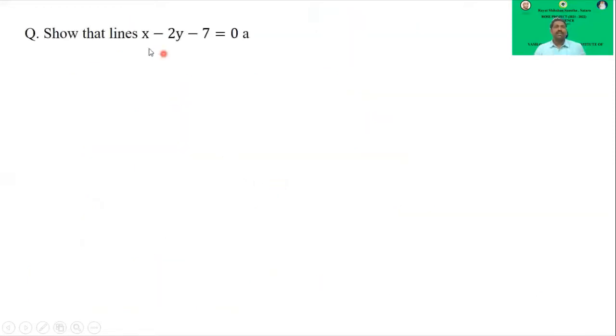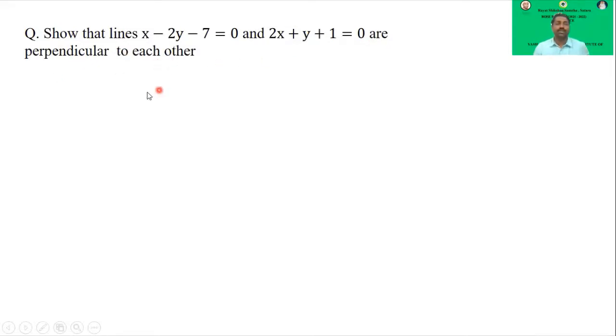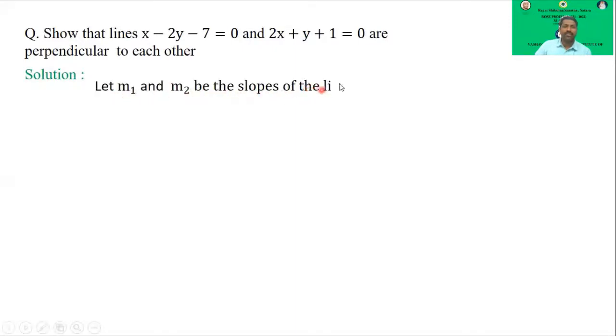Question: show that the lines x minus 2y minus 7 is equal to 0 and 2x plus y plus 1 is equal to 0 are perpendicular to each other. So we have to show that the given lines are perpendicular to each other. Just now we have seen how to find the slope of the given lines. So let m1 and m2 be the slopes of the lines. So m1 is equal to minus coefficient of x upon coefficient of y. So minus 1 upon minus 2, that is 1 by 2.